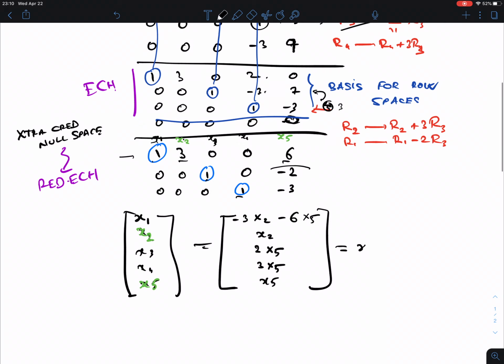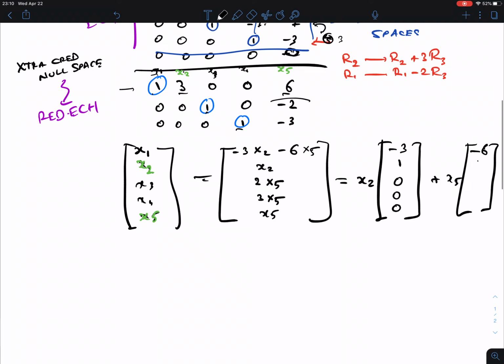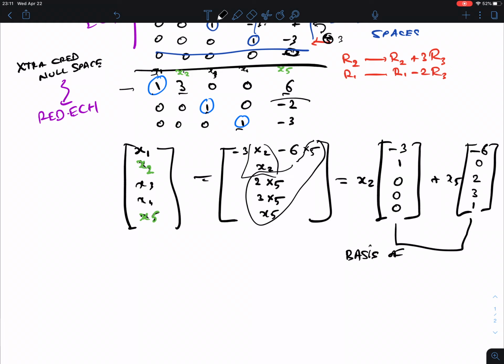We have to now split the part that has an x2 in it and the part that has an x5 in it. That gives me 2 columns. In the x2, we have a -3, a 1, and for the rest, all zeros. And for x5, we have a -6, 0, 2, 3, 1. So I'm looking here at the coefficients of x5. There's nothing here, so these are the coefficients of x5, and these were the coefficients of x3, and the rest were 0. So meaning, therefore, this is the basis of the null space. Okay, that's it.